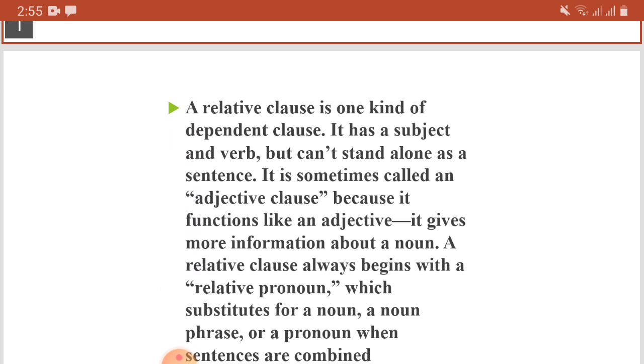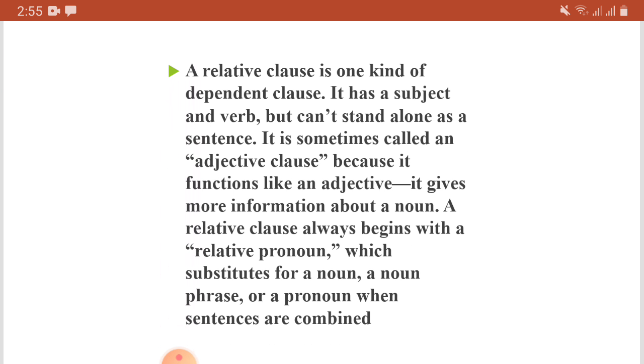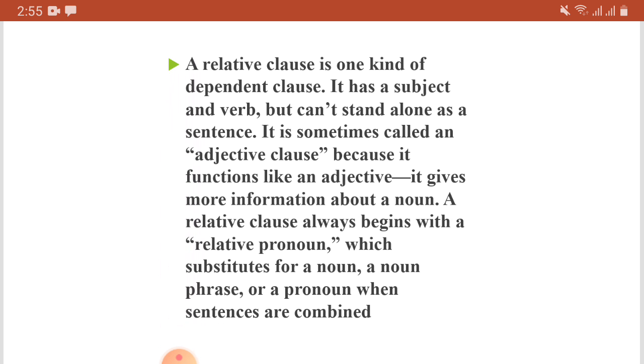Now I'm going to define what the relative clause is. A relative clause is one kind of dependent clause. This is the other part of the sentence which is dependent on the independent sentence. It has a subject and a verb but cannot stand alone as a sentence. It is sometimes called an adjective clause also, because it functions like an adjective. It gives more information about a noun.